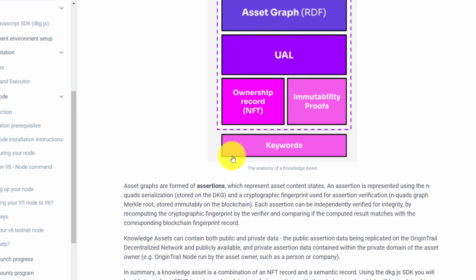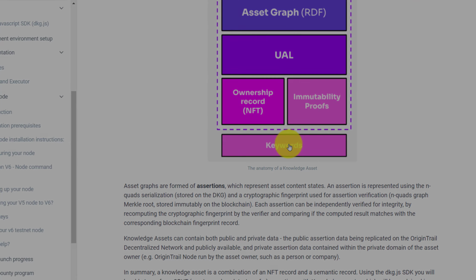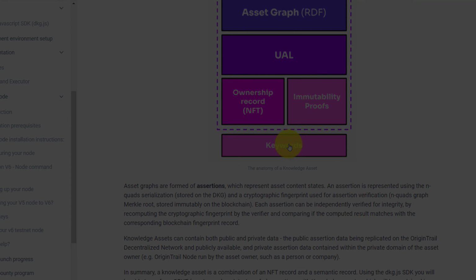Now, when you are putting your assets into the knowledge graph, you are able to specify keywords that can be used to search the decentralized knowledge graph to obtain your assets. Of course, more instructions and videos will be coming out about keywords and search as more innovation is released upon the network. But for now, this is as far as I'm willing to go as it relates to discussing knowledge assets.